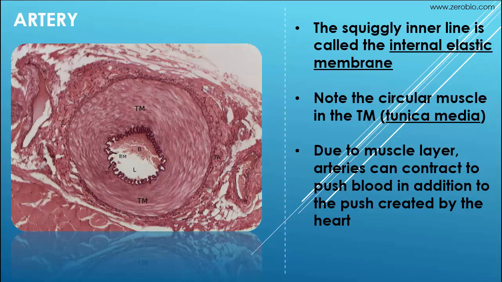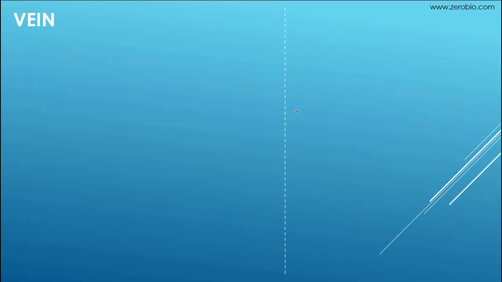The tunica externa in this artery is also called the tunica adventitia, and that's out here in this region. And it's a rather nondescript layer. It just blends into the surrounding connective tissue and stuff like that. But there are the 3 major layers: tunica intima, tunica media, and tunica externa or adventitia.